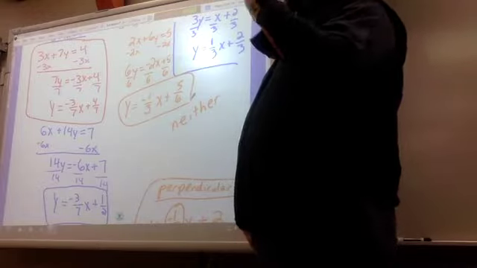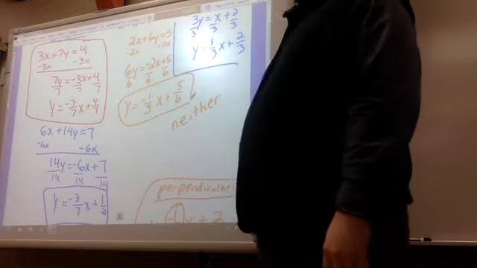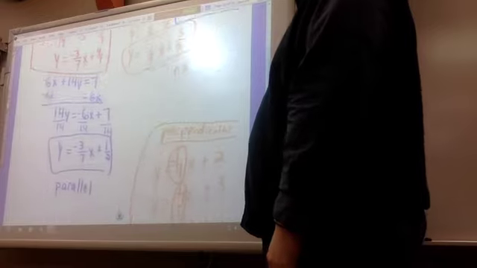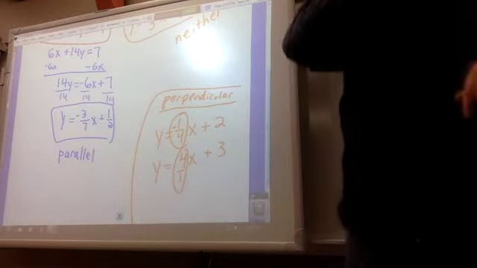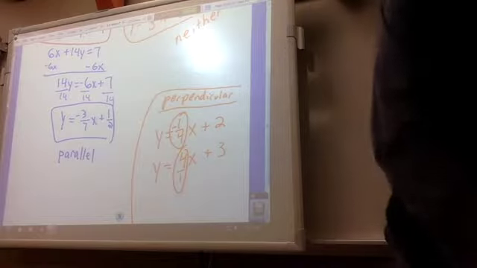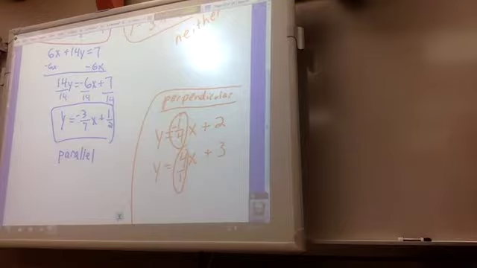Okay, so try the practice. Let's see if we see a perpendicular one on that one. The one down here at the bottom. Perpendicular, flipped over, and one of them's a different sign.